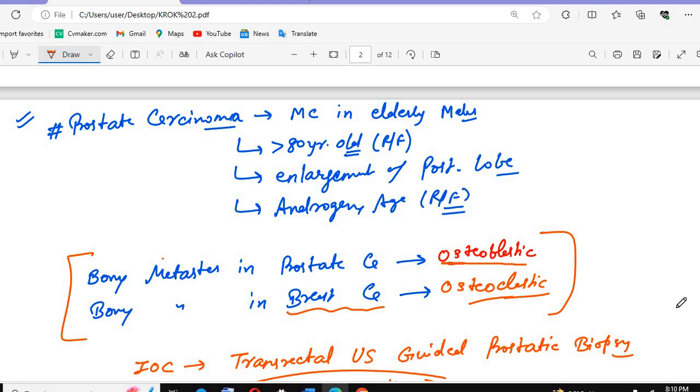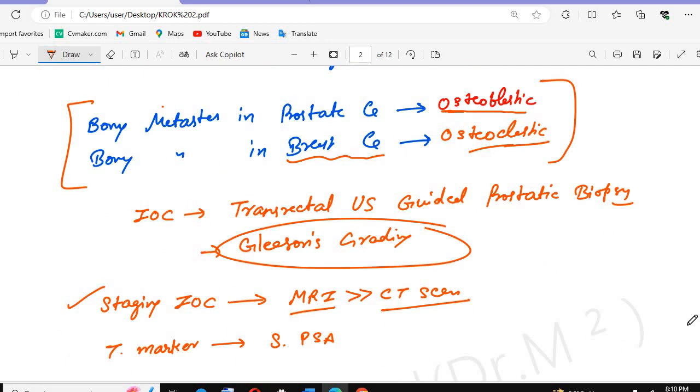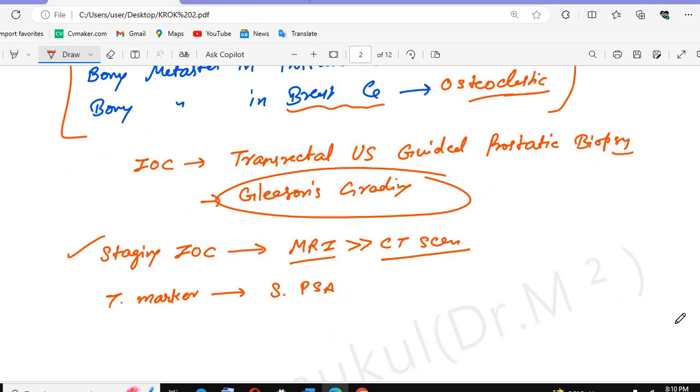The investigation of choice, remember, is the transrectal ultrasound guided prostatic biopsy. The grading used for prostate cancer is the Gleason grading. The staging investigation of choice is the MRI. If MRI is not in the options, then you can choose the CT scan.